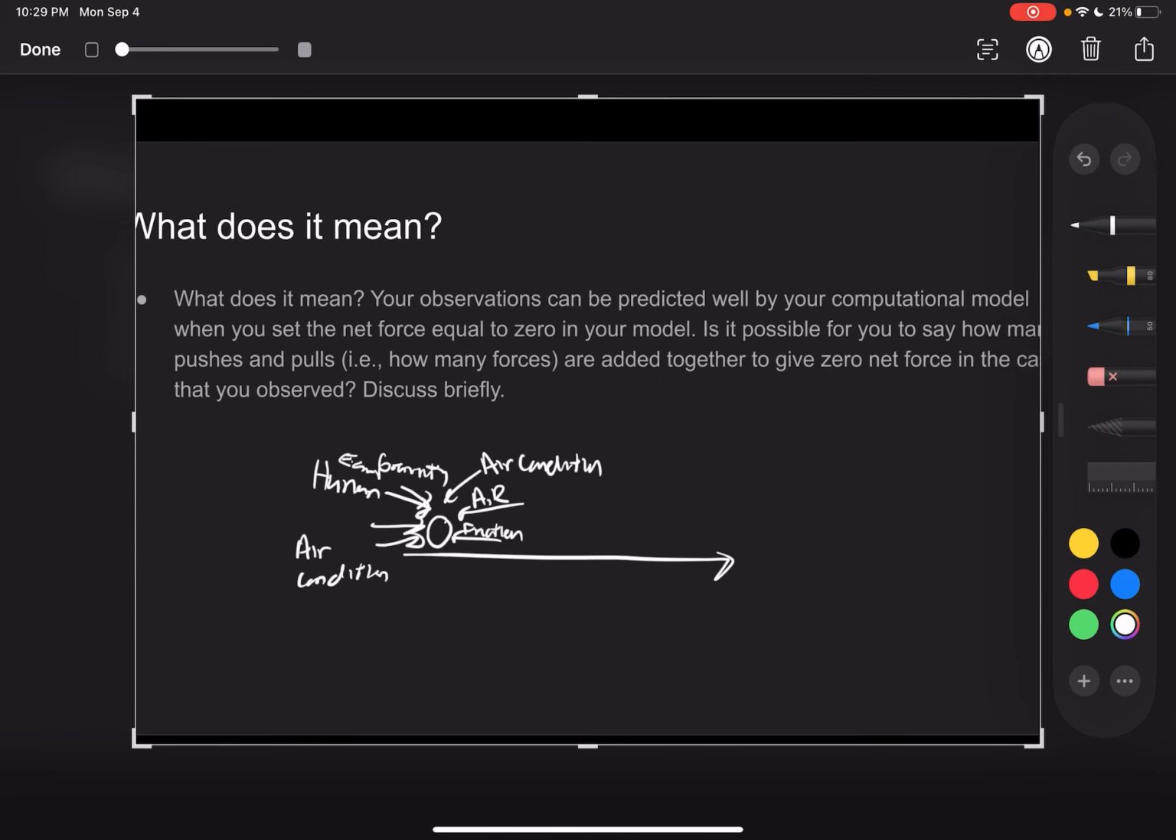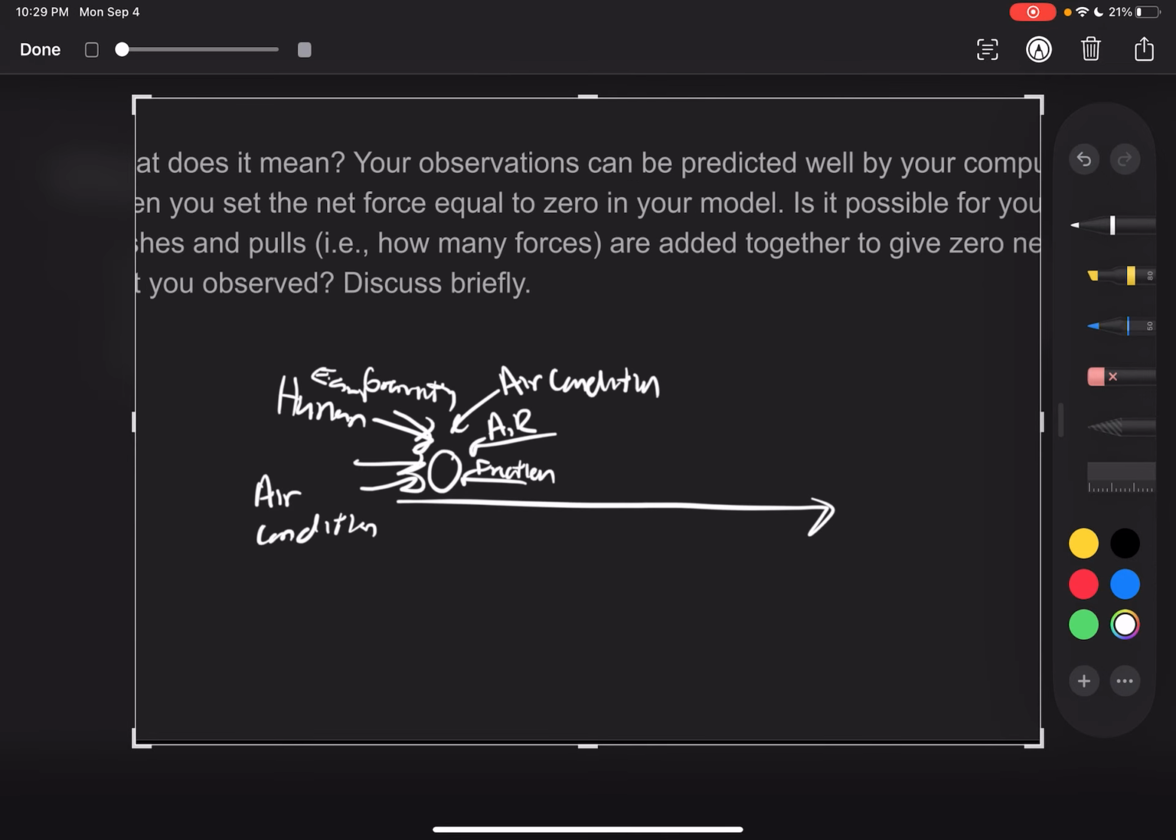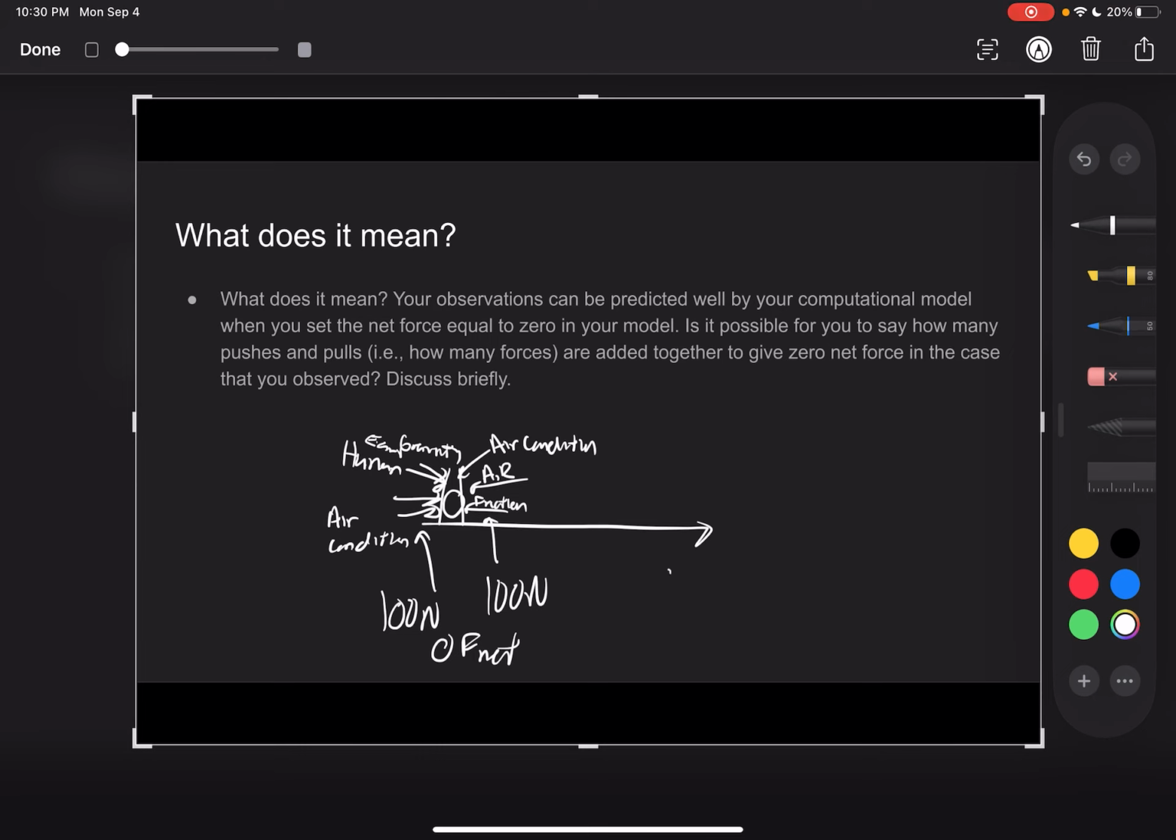But what is the most important about this observation is that no matter how many there are on the left side, no matter how many there are on the right side, if this is 100 newtons of force, this must also be 100 newtons of force in order for that to be 0 Fnet. And it will travel with a constant speed across the table.